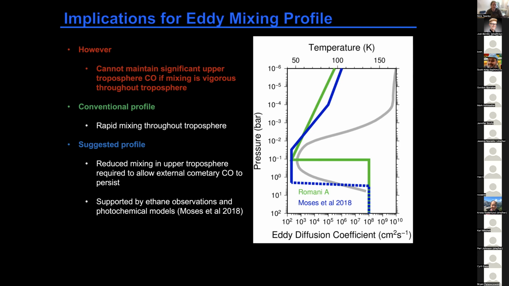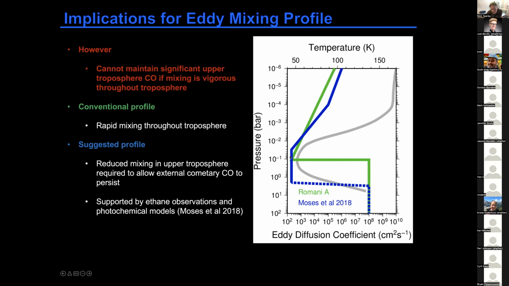Because as soon as it gets into the troposphere, it's going to be mixed down and diluted into the deep atmosphere, and we're not going to see any significant amount. So this proposal of CO just in the upper troposphere isn't really consistent with this eddy mixing profile.